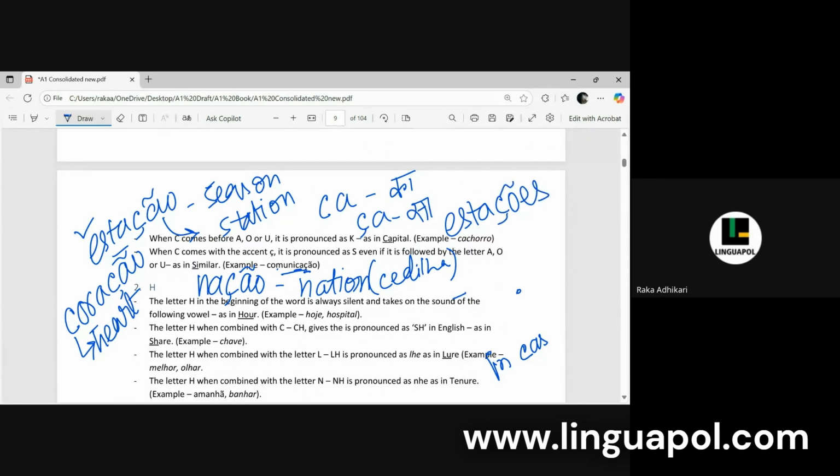Estações. So here you can see that the letter C is coming with the combination of O, but still the sound is S because we have an accent. Estações. So please note down all these examples, then we'll move on. Ma'am, can you please spell a hard one like Coração? I didn't get that. Coração.